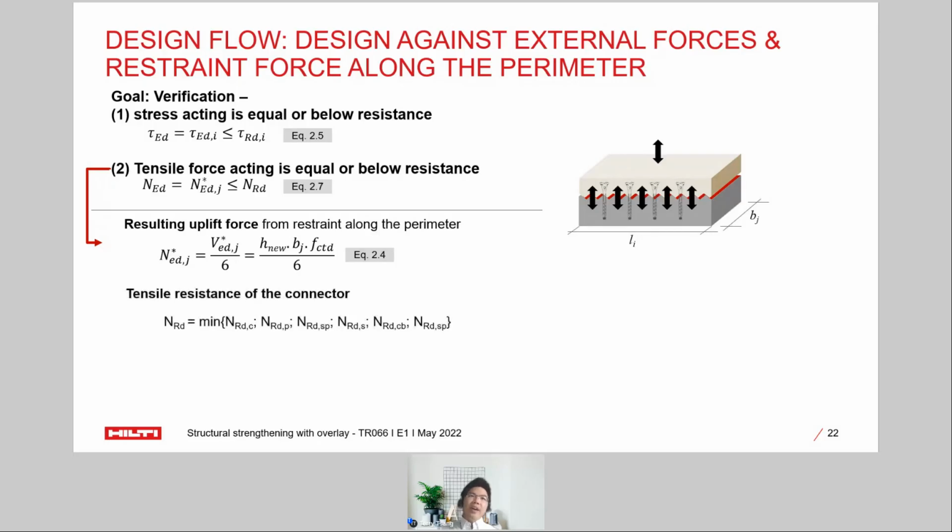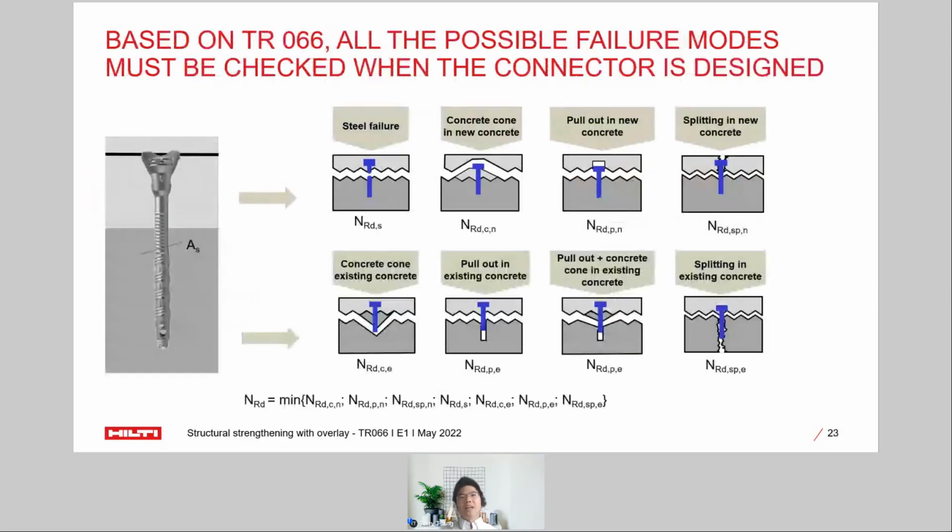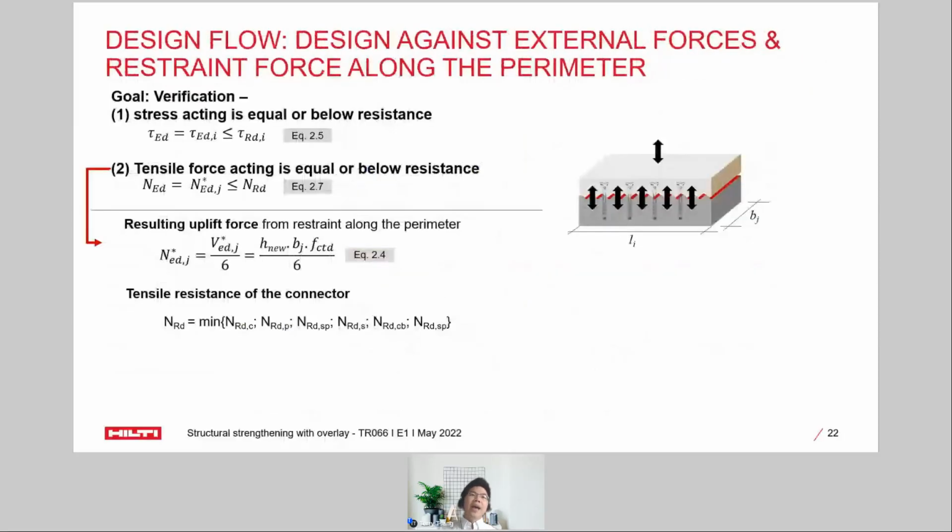The way we verify here is by comparing this uplifting force to the tensile resistance of the connector. Here we will be repeating exactly that slide you have just seen, which looks into those failure modes, and then we need to choose the minimum one and compare. Going back to the previous line, we need to compare whether the NED, the uplifting force, is equal or smaller than the tensile resistance of the connector of the relevant failure mode, the weakest link.